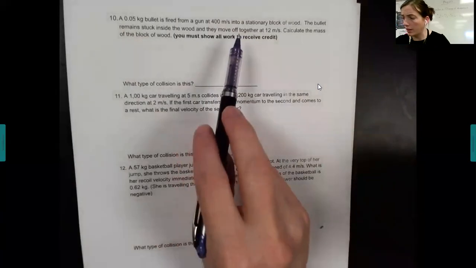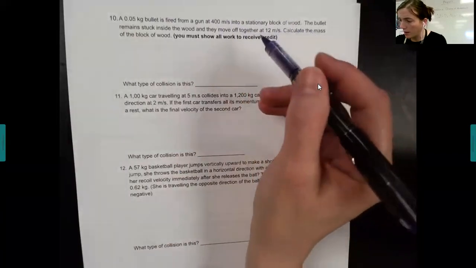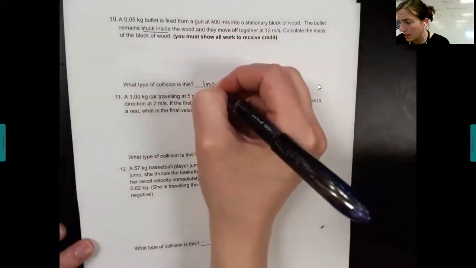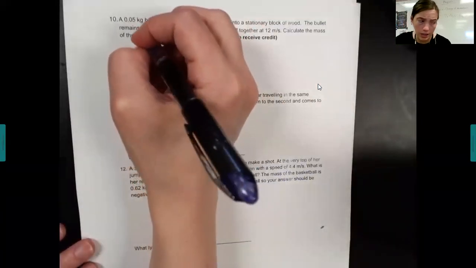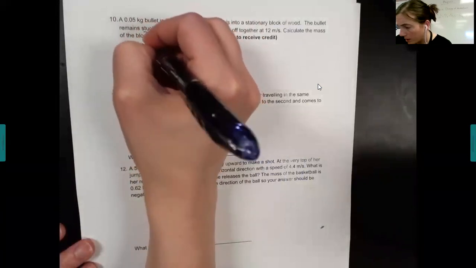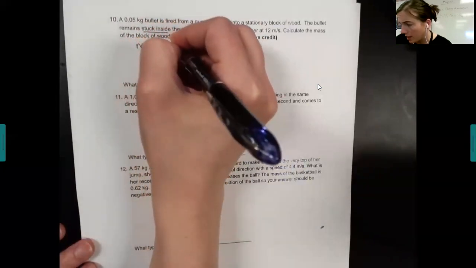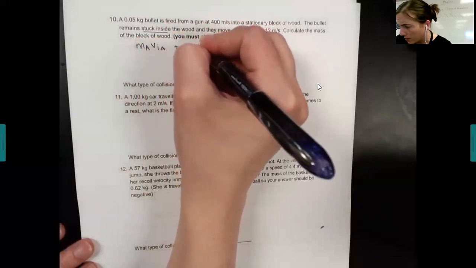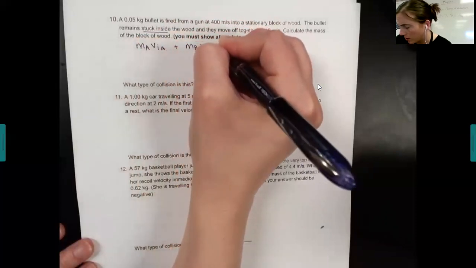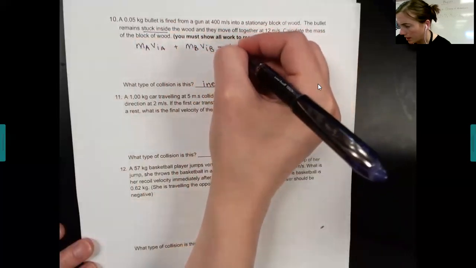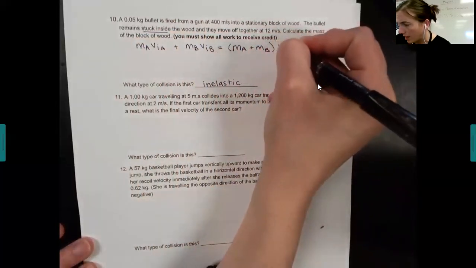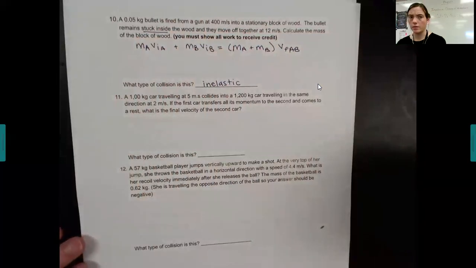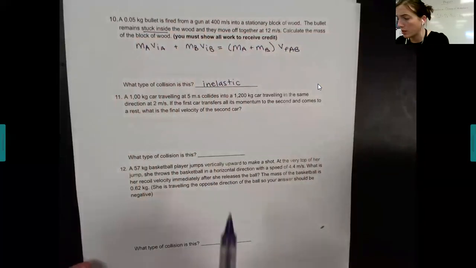Okay, so this says the bullet remains stuck inside, so it's two things coming together. Okay, so this is inelastic. All right, the equation for inelastic is mass of object A times the initial velocity of object A plus the mass of object B times the initial velocity of object B. And that's equal to the mass of A plus the mass of B times the final velocity of A and B together. Okay, so you're going to use this equation to solve it.